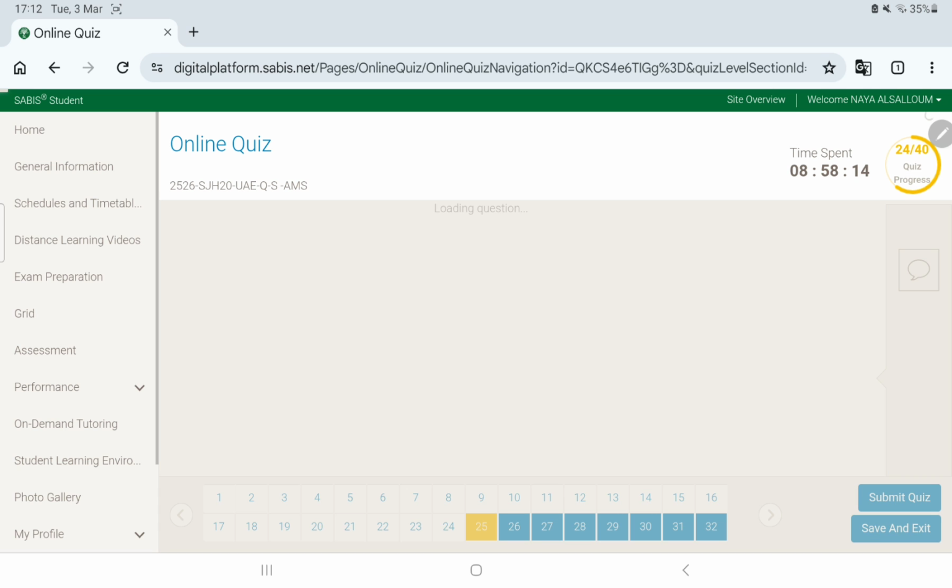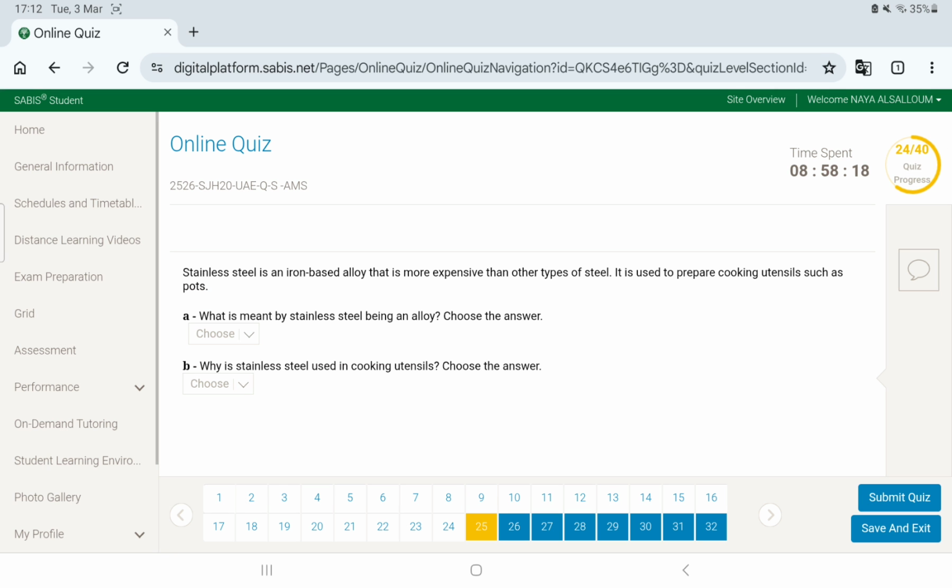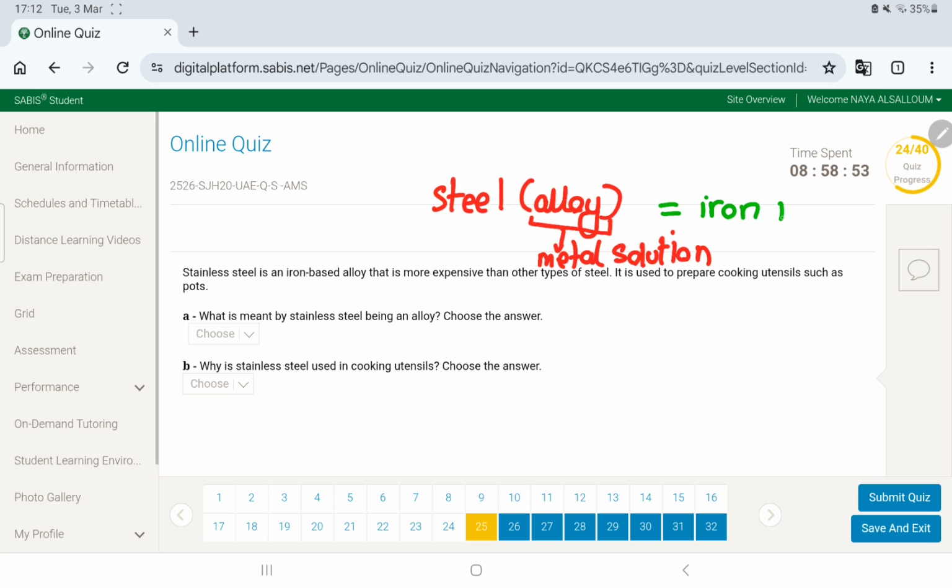Let's continue. Okay. Stainless steel is an iron-based alloy that is more expensive than other types of steel. It is used to prepare utensils such as pots. Okay. Steel, guys, is a type of alloy. And what's an alloy? We said an alloy is a metal solution. And did you guys know that steel is actually made of iron and carbon, but you don't see them?